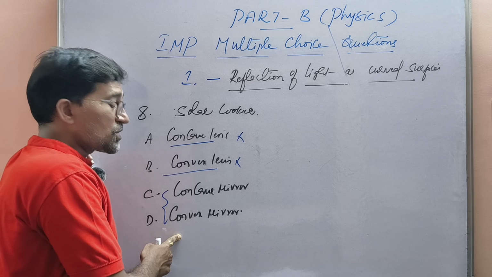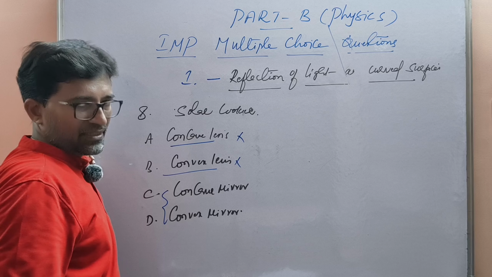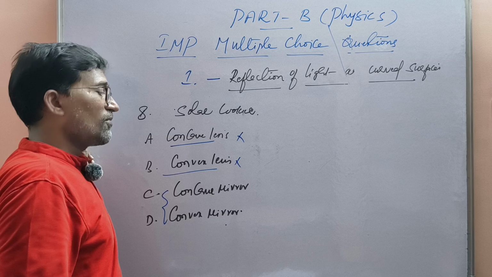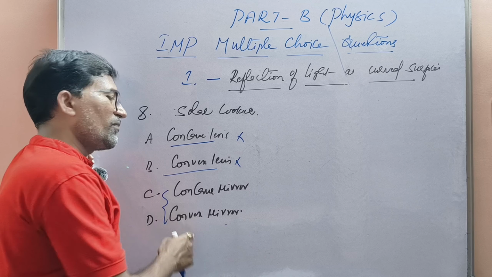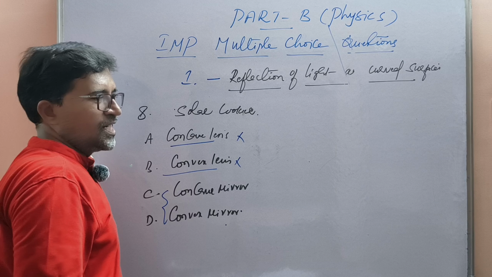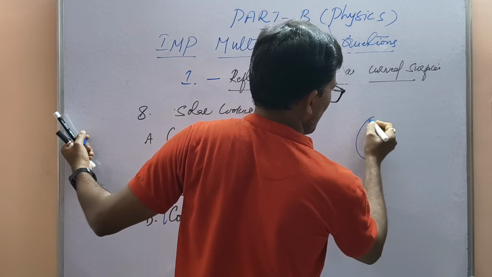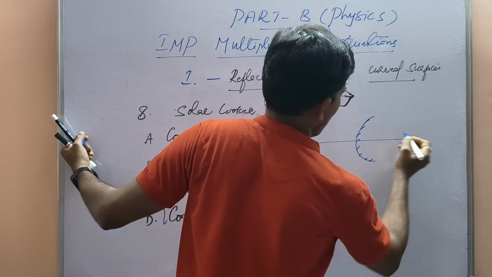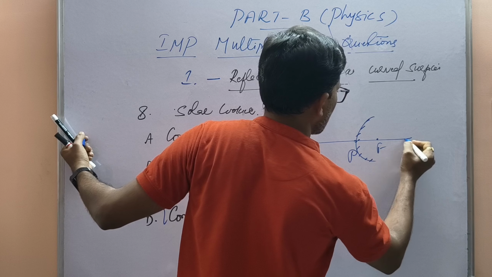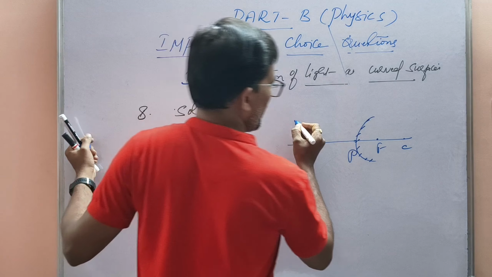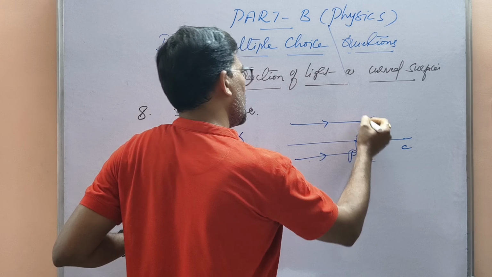A convex mirror never converges the light rays; it will diverge them. If you use a convex mirror instead of a concave mirror in the solar cooker, the reflected light rays will diverge. For example, I will draw it. This is a convex mirror, this is the pole, the focus, and here is the center of curvature. If I incident light rays onto the reflecting surface of the convex mirror, how will the reflected light rays behave? They will diverge.